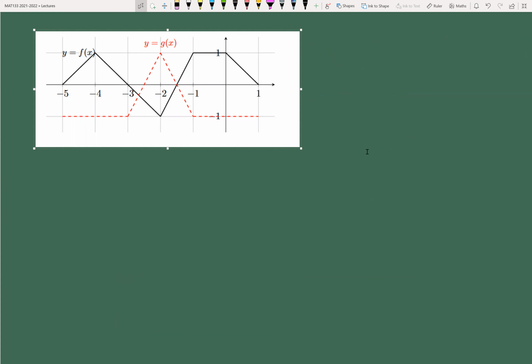Okay, so 28A says just find the integral between, oh, -2 and 0, of f of x minus g of x dx, right? So between -2 and 0, that's this area, and then this area here. Does everyone agree? So this thing is the blue area.